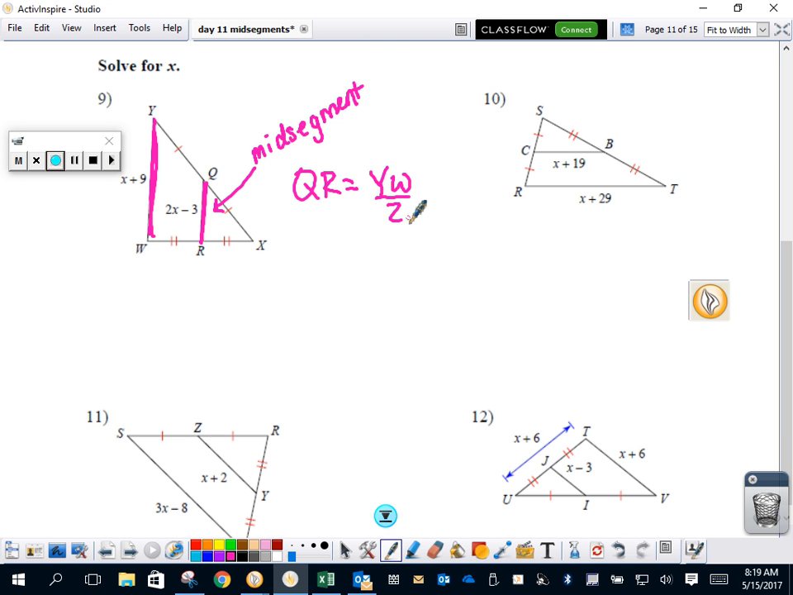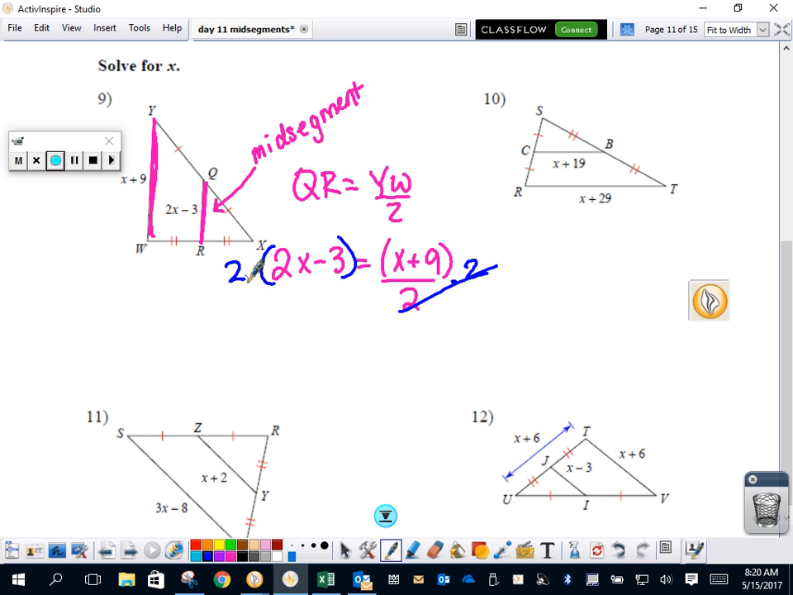Alright, LaShonda, what expression represents QR here? Okay, so just say 2x minus 3 equals, Stephen, what expression represents YW? x plus 9. Okay, so x plus 9 divided by 2. Alright, what do we want to do? We've got to solve for x. How do we get rid of that divided by 2? Multiply both sides by 2.